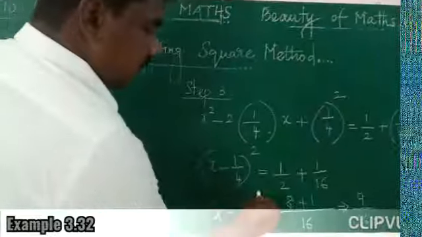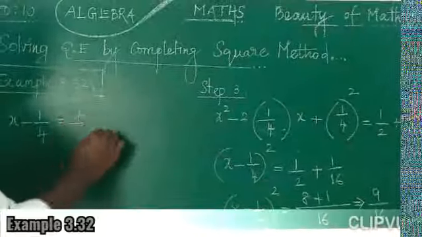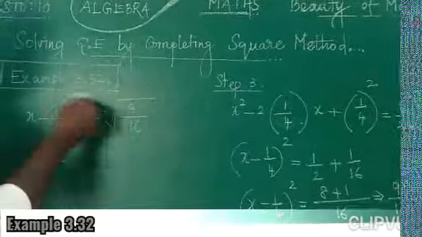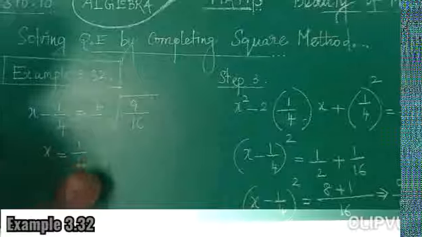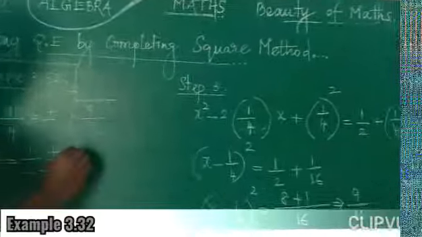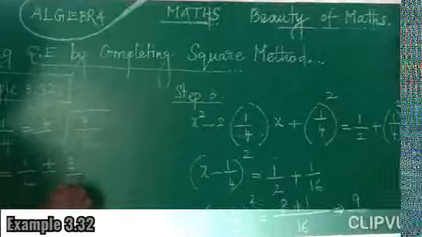So (x minus 1/4) whole square is equal to 9/16. If you take the square root on the right hand side, it becomes plus or minus square root of 9/16. So x is equal to this minus 1/4 becomes plus 1/4, plus or minus square root of 9 is 3, by square root of 16 is 4.